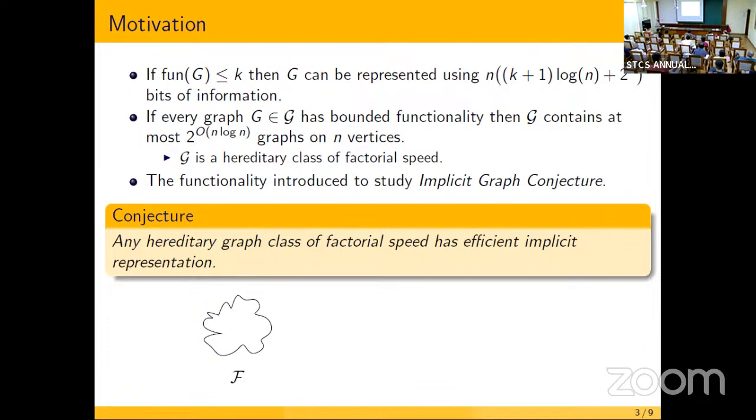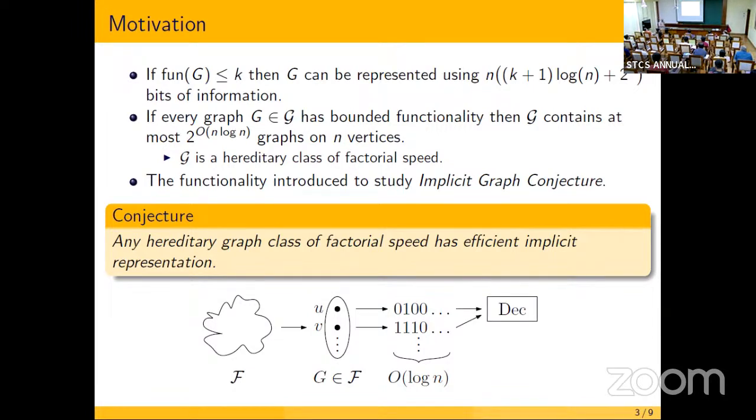So we have some hereditary class F, and we take some graph G, and we want to assign labels of size at most log n bits to all vertices in the graph G. Then there is some decoder, and it takes two labels, and the decoder does not know the graph G. It knows only the class from which G comes, and it gets two labels and has to decide if there is an edge between these two vertices or not.